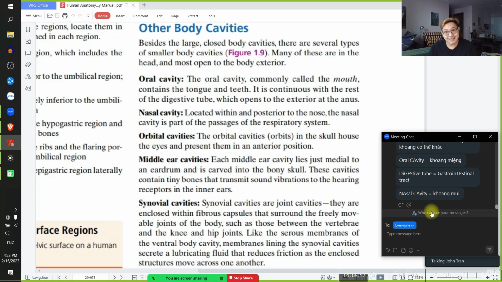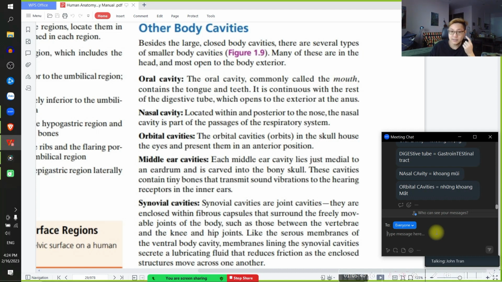Next one we have orbital cavities. Orbital cavities nó gọi là những khoang. Orbital means the eye. Những khoang mắt. So orbital cavities of course include the eyes. Of course there are two eyes, so you have two orbital cavities. The orbital cavities, or we call them orbits.